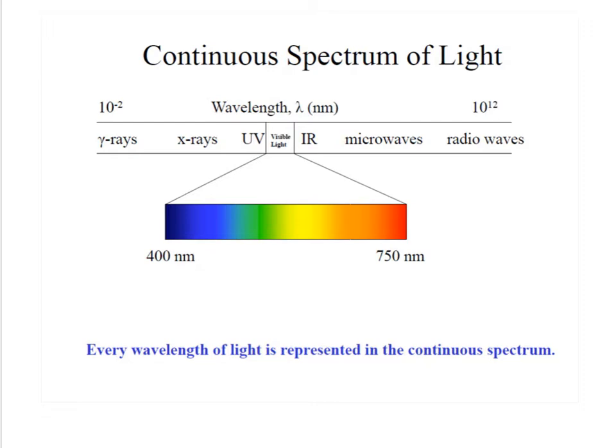So light is a continuous spectrum. This part right here is the only light that we can see, but there's other types of waves.